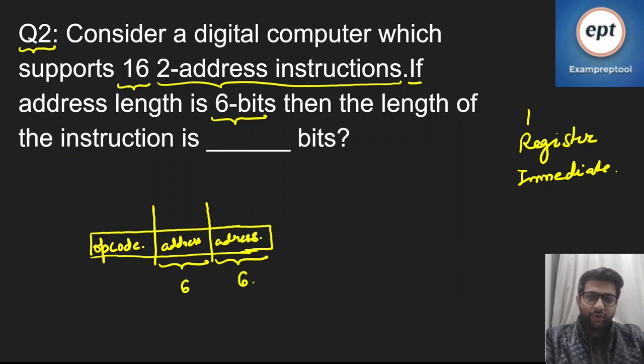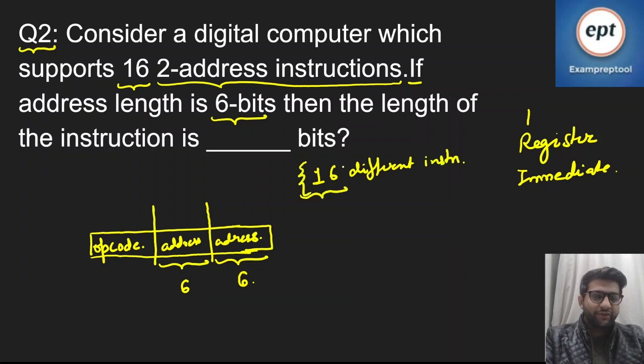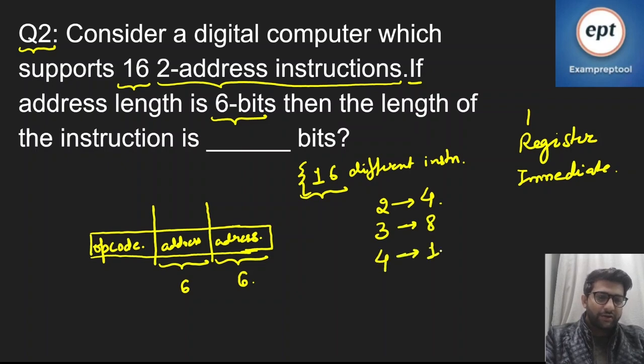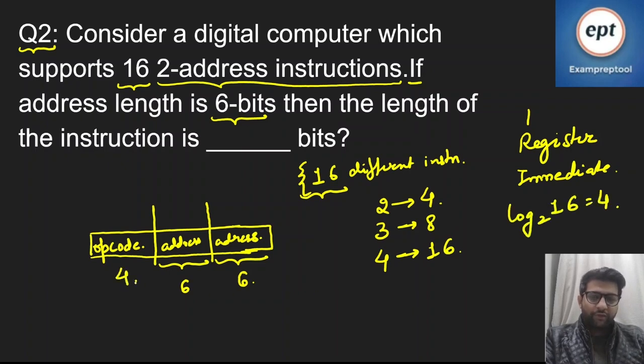Now it is also saying that it supports 16 different types of instructions. So how many bits do we require to represent 16 different values, right? We require 2 bits to represent 4 different values, 3 bits for 8 different values, and 4 bits for 16 different values, right? We can calculate this by log base 2 of 16, which is 4. So we need 4 bits for the opcode.